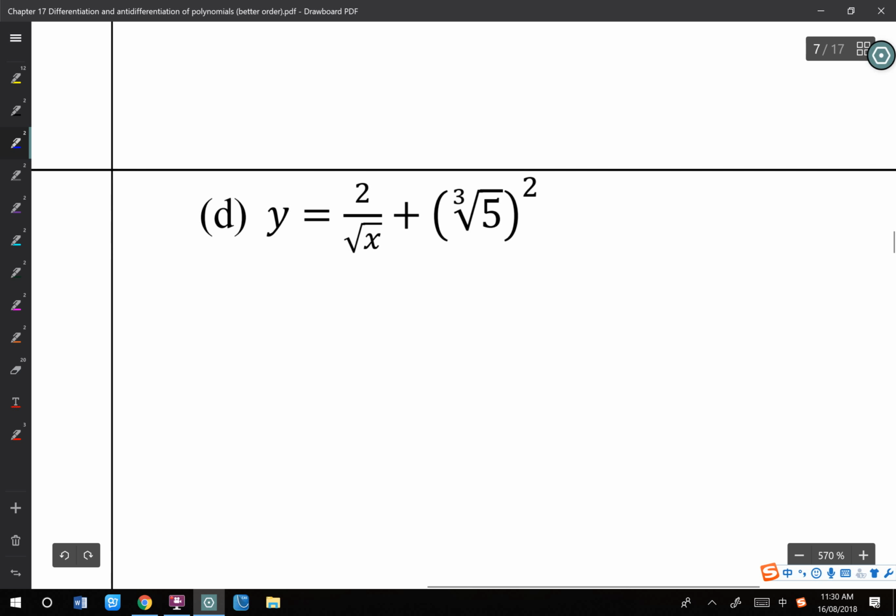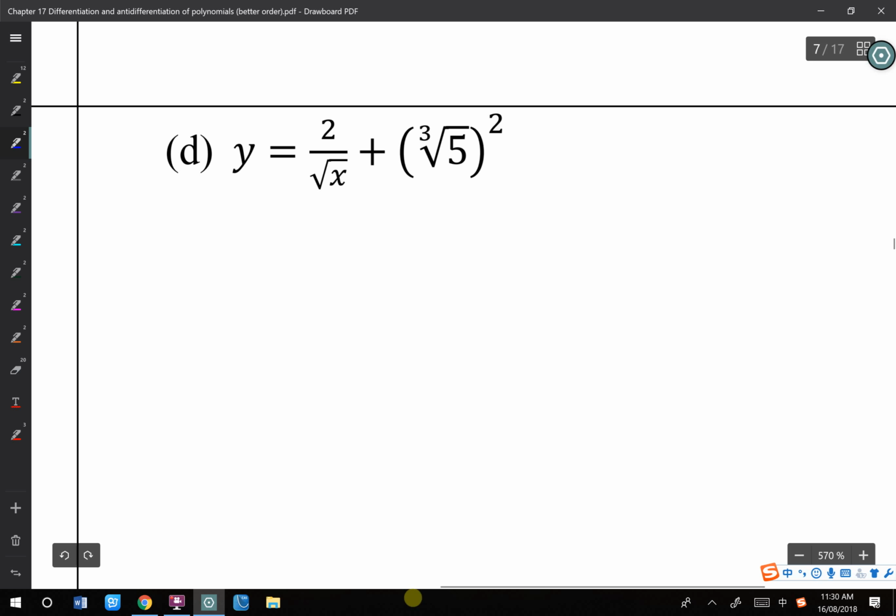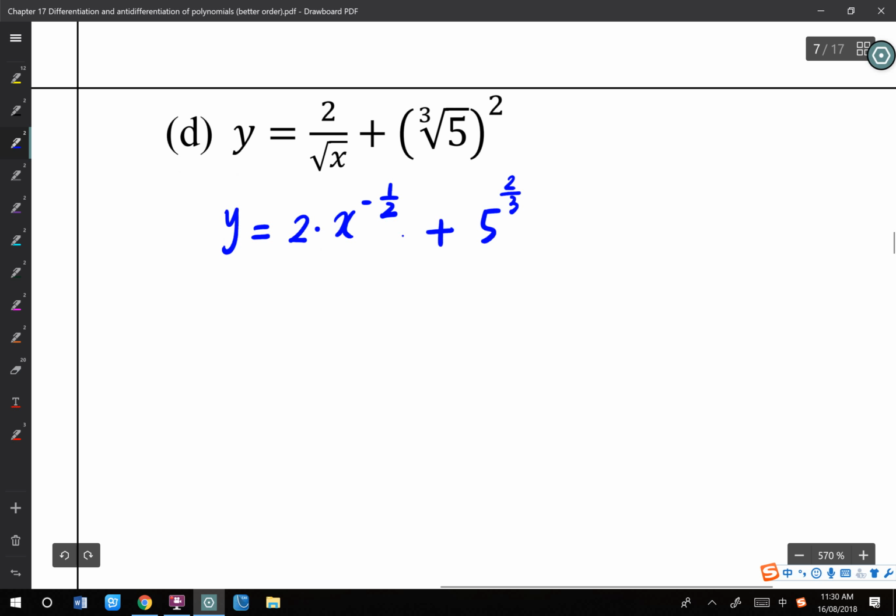Let's have a look at what we can do to this one. 2 over square root x. Well, my x can't be in the denominator. I can't divide by the function. I can't go f(x) divided by g(x). So how can I flip the x up? y can be equals to what? 2 times what? 2 times x to the power of negative a half. And then plus, that's 5 times x to the power of what? 2 over 3. Okay, power first and then the root, 2 over 3. Now I can do the derivative.